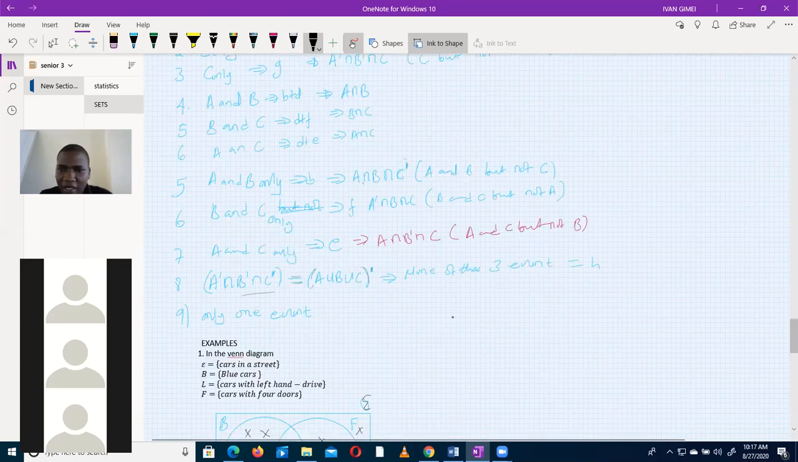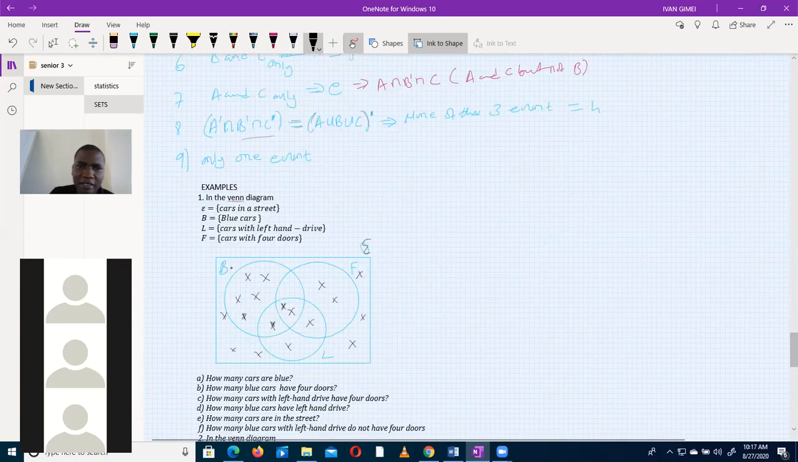Now I've given you the first example. Let's follow it very well, because we're using it basically to understand the regions of a set of three sets. Now the very first example is here, example one. We're saying that in a Venn diagram, this is the Venn diagram we're dealing with. The universal set, remember we defined these symbols. This is for the universal set.